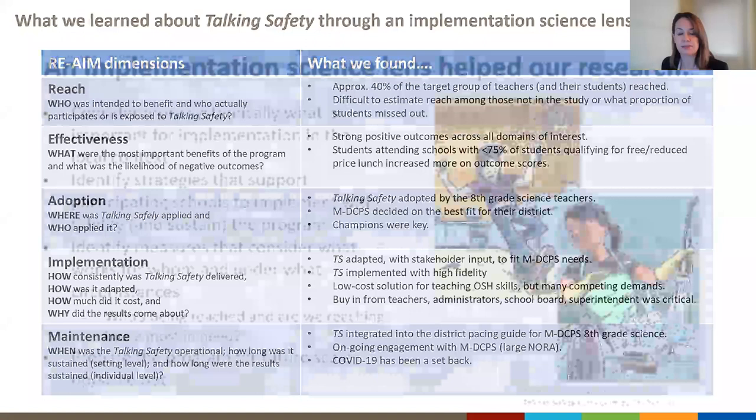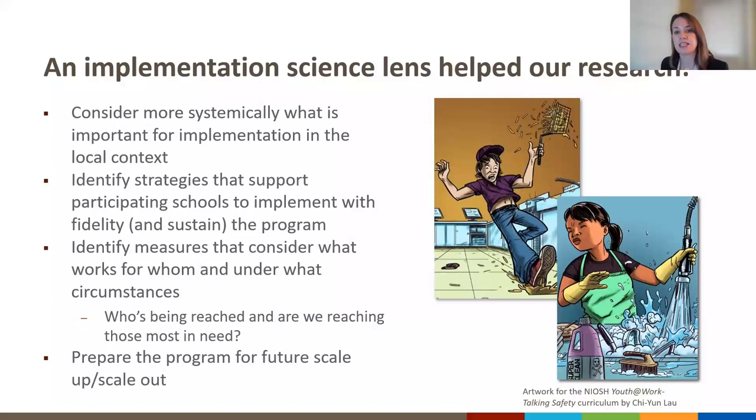So in summary, using implementation science techniques has been beneficial in implementing the talking safety curriculum in many different ways. It's helped us to consider more systematically what's important for implementation in the local context, in this case, in large public school districts. It's helped us to identify strategies, in our case, different training strategies that support participating schools to implement with fidelity and sustain the program over the long term.